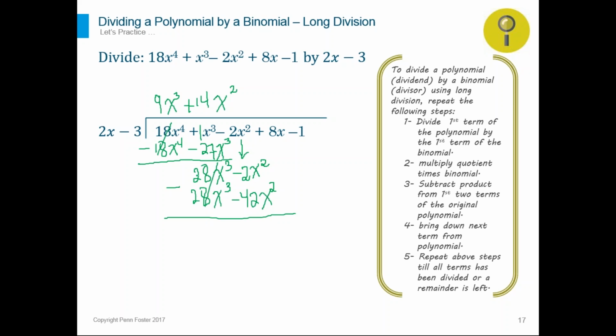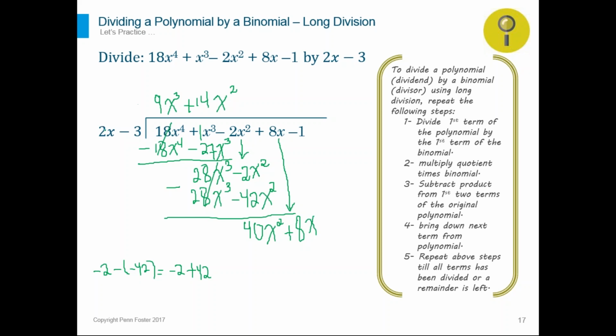Negative 2 minus negative 42 is the same as saying negative 2 plus 42. So negative 2 plus 42 will give us a positive answer, and we're going to subtract 42 and 2. That will give us a 40 and then x squared. Bring down the next term. Plus 8x. Repeat the steps.